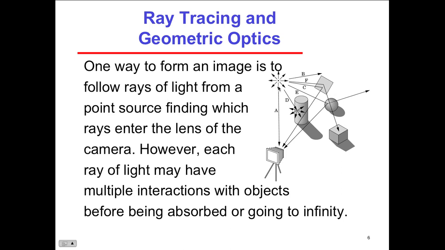So each ray of light may have multiple interactions with different objects, and objects might actually have another interaction with another object before absorbing or going to infinity. And that's the interesting thing, is we have objects that absorb light and that become illuminated themselves. And then we have objects that don't absorb light.